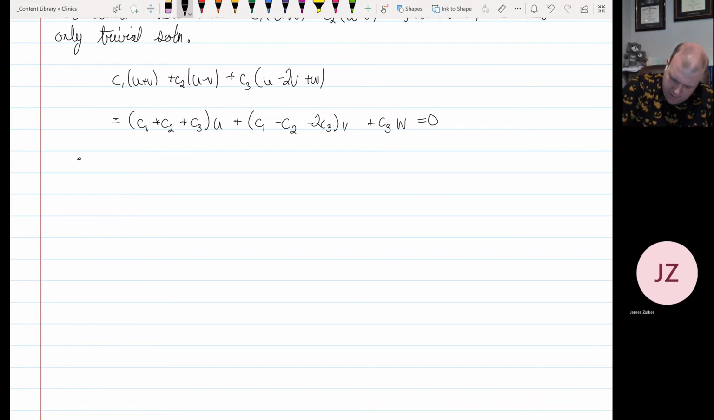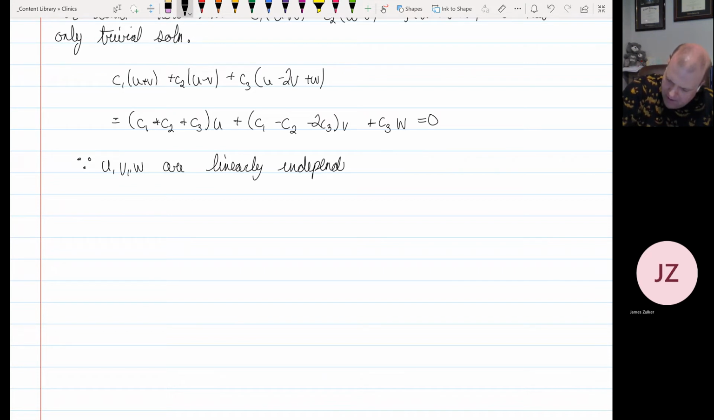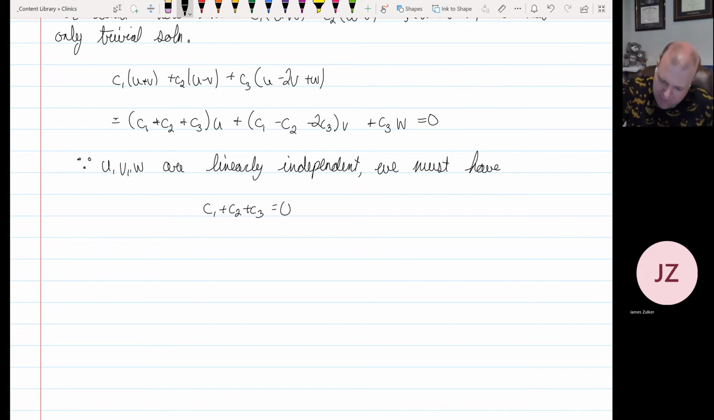But since we know that u, v, w are linearly independent, right? The only way to write 0 as a linear combination is to have the trivial solution only. So all the coefficients must simultaneously be 0. So C1 plus C2 plus C3 must be 0. C1 minus C2 minus 2C3 must be 0. And finally, C3 must be 0.